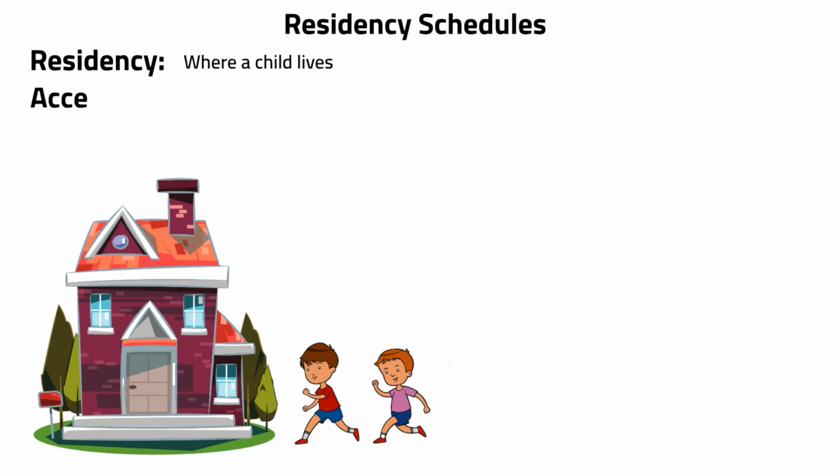Access is a term that's been traditionally used for the non-resident parent. For example, if John and Patricia's son Max lives primarily with Patricia, we would say that Max has residency with Patricia and that John has access or visitation rights.